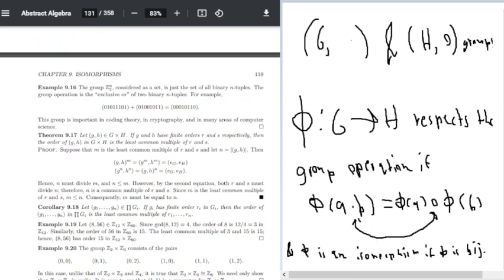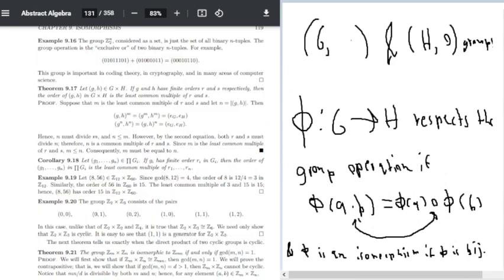So, example 9.16. The group Z2 to the n, considered as a set, is just the set of all binary n-tuples. The group operation is the exclusive OR of two binary n-tuples. For example, 01011101 plus 01001011 equals 00010110. This group is important in coding theory, in cryptography, and in many areas of computer science, as you have seen if you've seen the last stream.